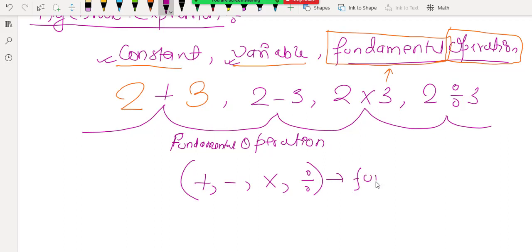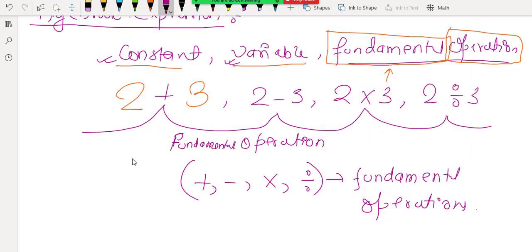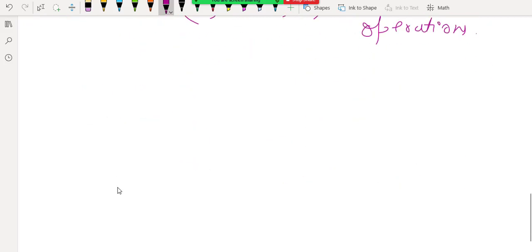Remember it. Okay. It is very important. These are known as fundamental operations of mathematics. Okay. So these are fundamental operations. Now we will try to understand what is an algebraic expression. So we'll write the definition of an algebraic expression. Okay. So algebraic expression, we'll write the definition.